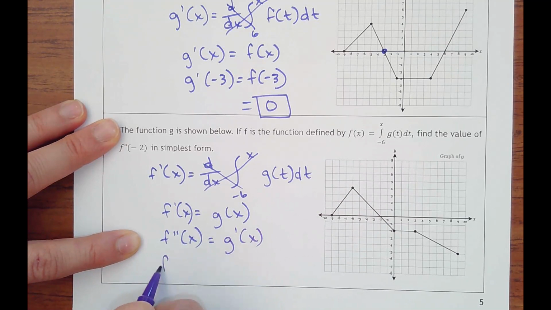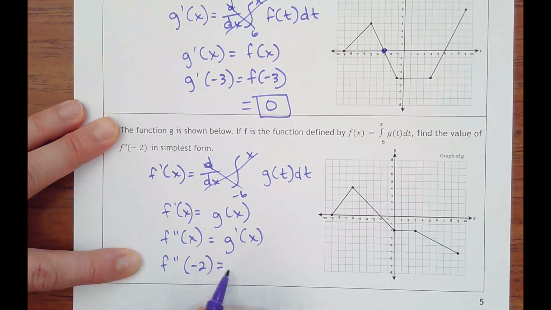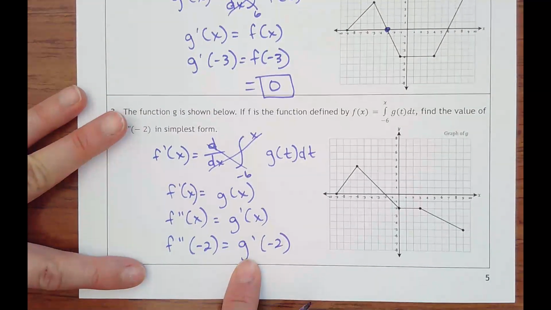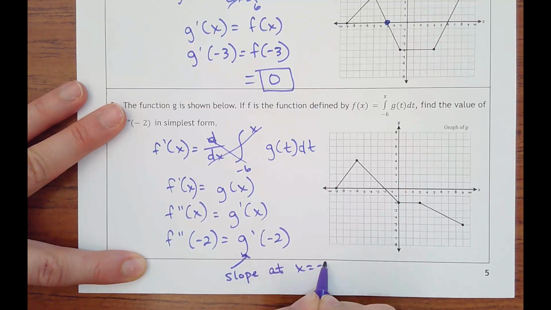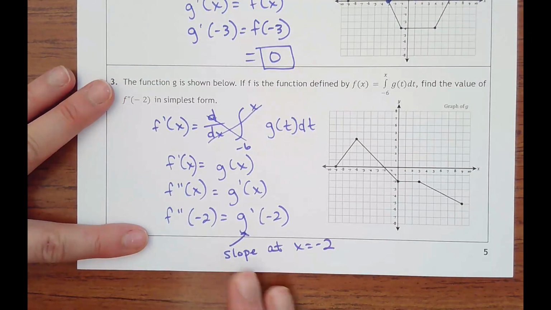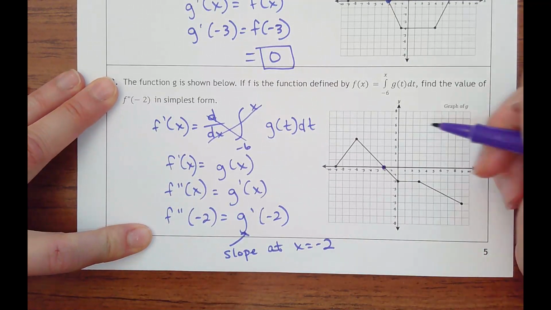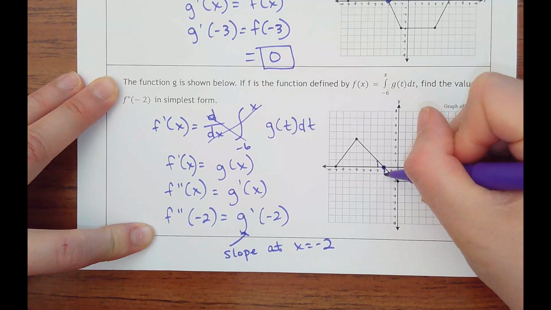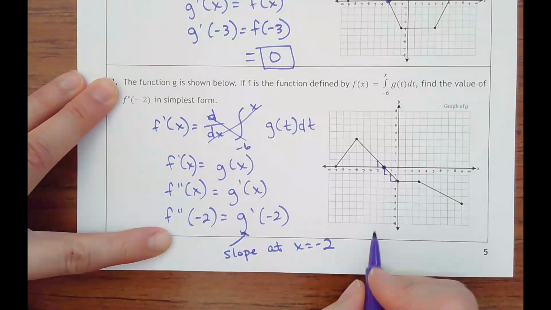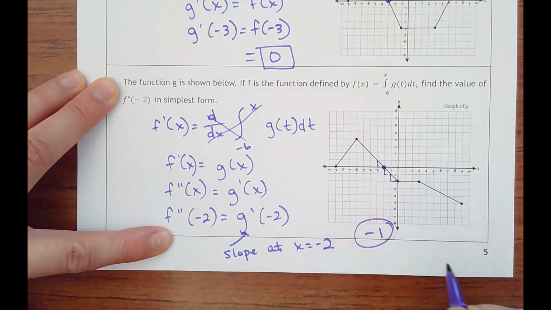And they want f double prime of -2. So I'm really finding g prime of -2. Well, g prime just means the slope. So this is just a slope at x equals -2. That is right here. So I see that this is going down 1, right 1, down 1, right 1, down 1, right 1. So the slope is -1.